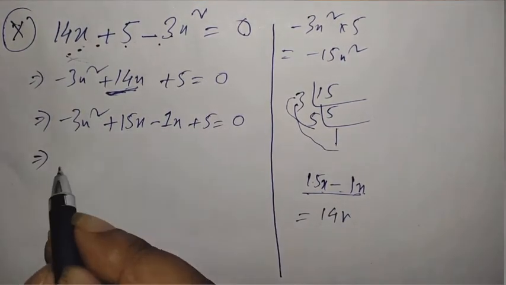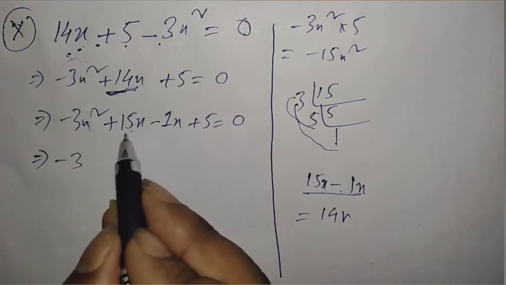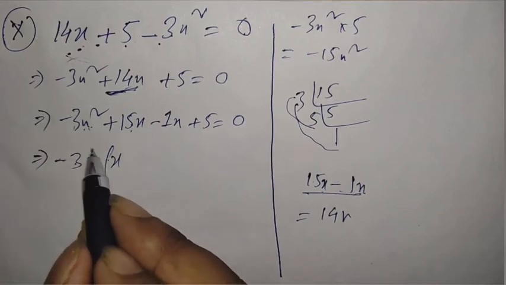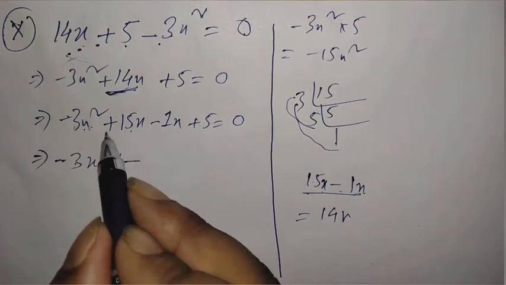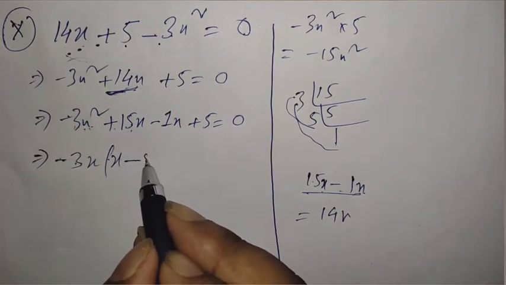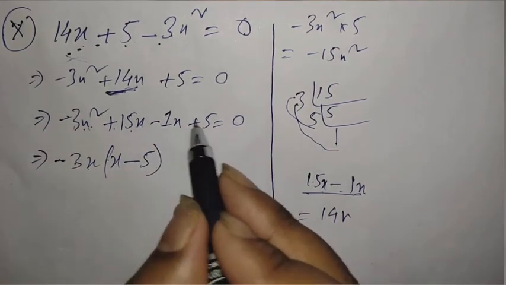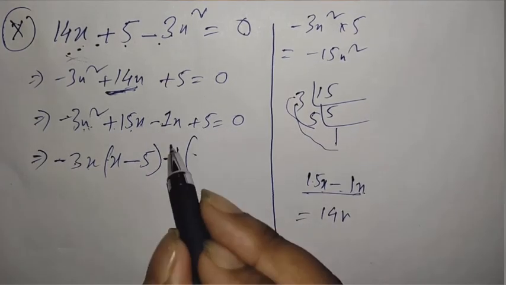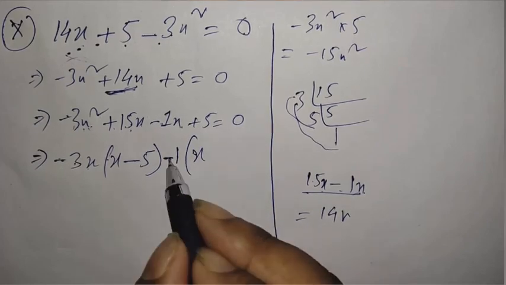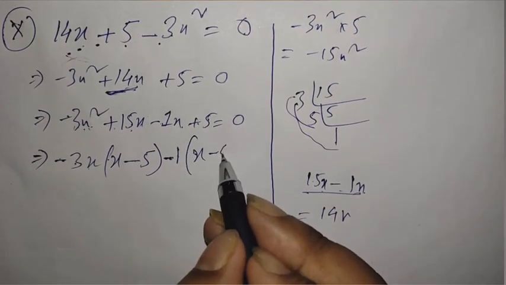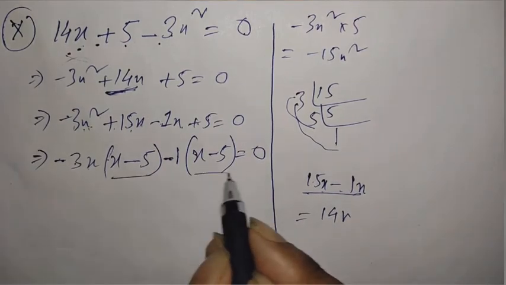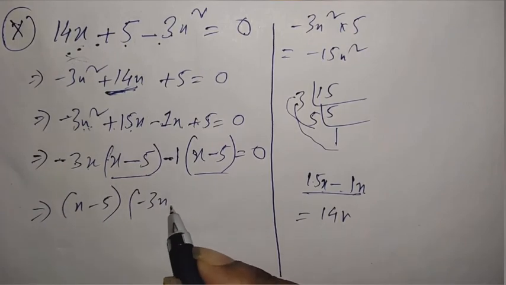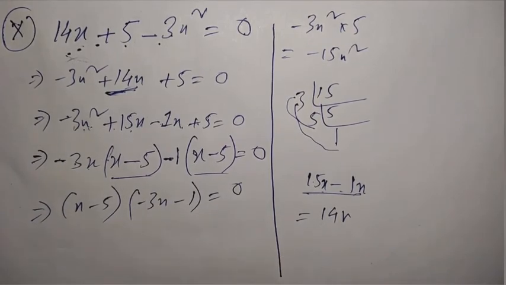Here we can take common minus 3x. Then minus gone, 3 gone, x gone, x remains, minus plus minus, minus minus plus. So from 15 if we take 3, then there remains 5. Now from these two terms we can take common minus 1. Minus 1 times x, minus 1 times minus 5, plus 5 equals 0. Now we can take common x minus 5. So here remains minus 3x minus 1 equals 0.